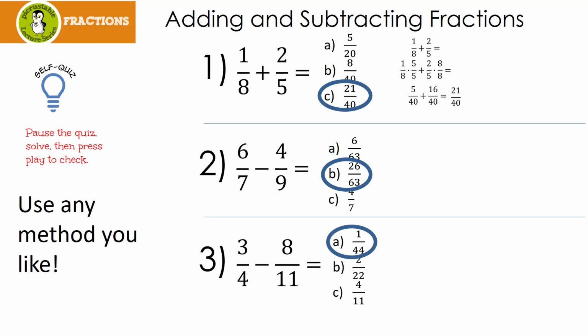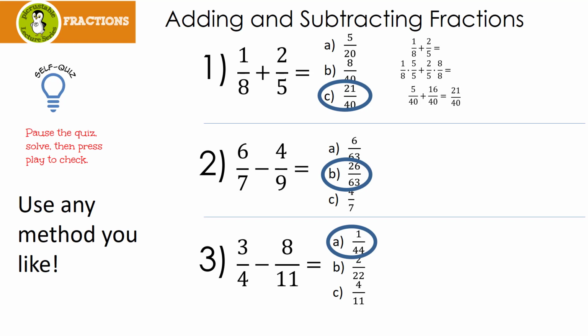Let's look at number 1. For this one, I multiplied by each other's denominators. 1/8 times 5/5 plus 2/5 times 8/8. That gives me 5/40 plus 16/40. Since I have a common denominator, all I have to do is add the top, or the numerators. 5 plus 16 is 21, and that gives us our answer, 21/40.